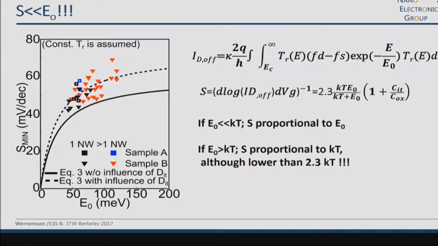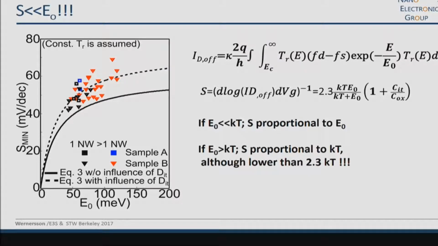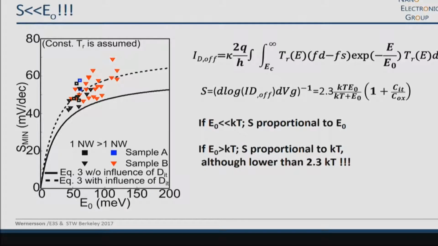So we took all our data again and plotted the minimum slope versus E0. Of course it's scattered, etc., but it follows this equation quite nicely. This equation is exactly what we're deriving here. And now we just put some DIT in. The DIT corresponds to about 2 times 10 to the 12. Not a large number, but still.